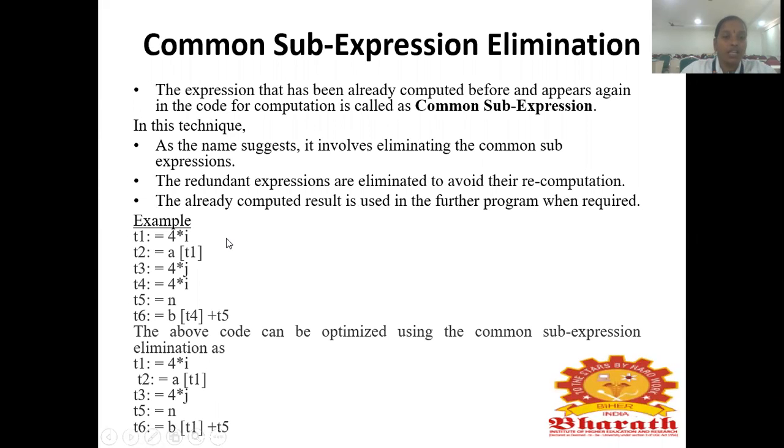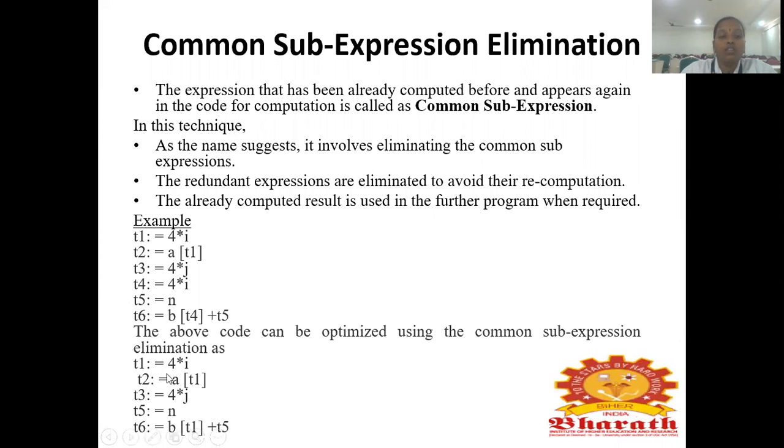T1 equals 4 into I, T2 equals A of T1, T3 equals 4 into J, T4 equals 4 into I, T5 equals N, T6 equals B of T4 plus T5. So 4 is a value, the multiplication symbol is an operator, and both operands and operator together are called an expression. The same elements appear in the next expression. The above code can be optimized using common subexpression elimination.